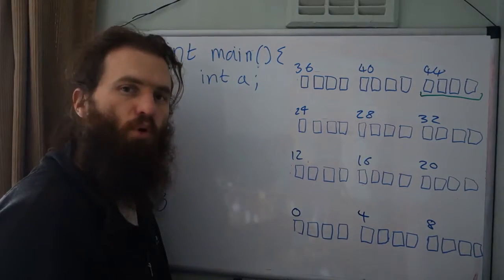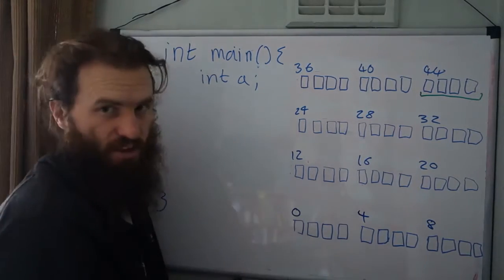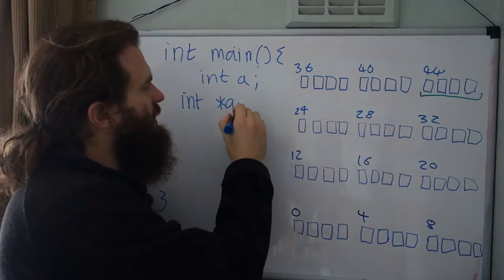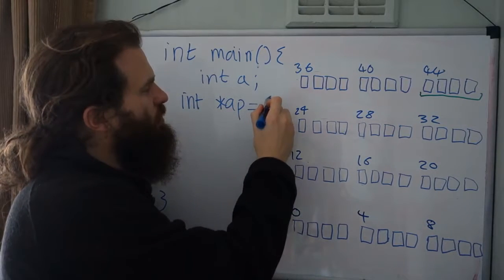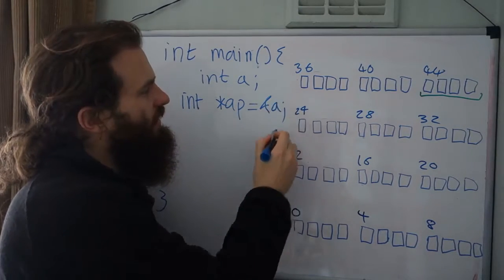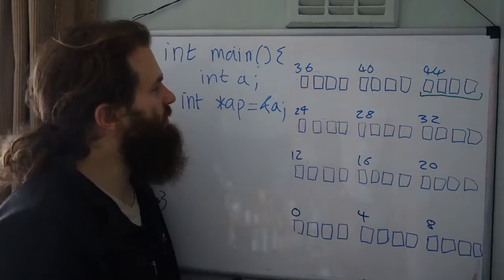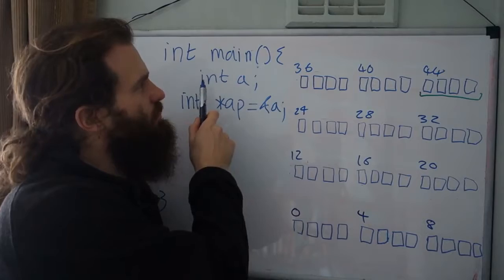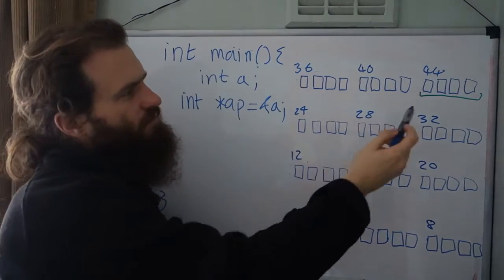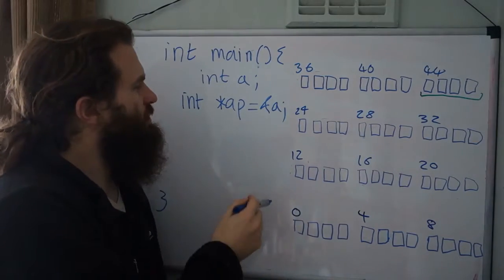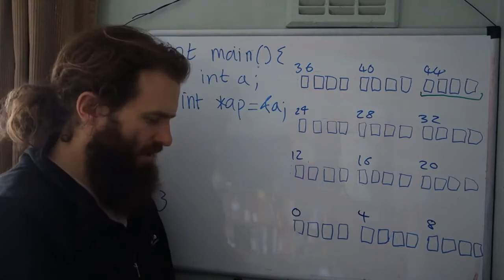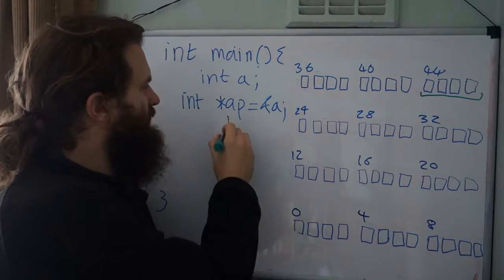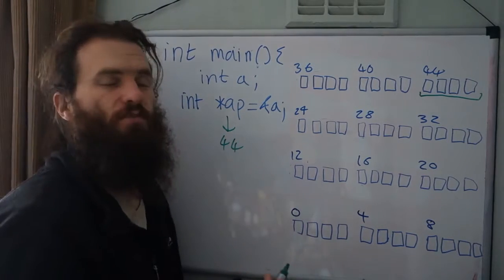Now we could create a pointer to a very easily. We would say int pointer ap equals, and then we use this ampersand operator, &a, to get the address of a. And what is the address of a? Well, we've just said that because it was here in the stack frame, it was address 44. So the integer pointer ap actually has the value 44. It has this value, 44, and it's just a memory address.